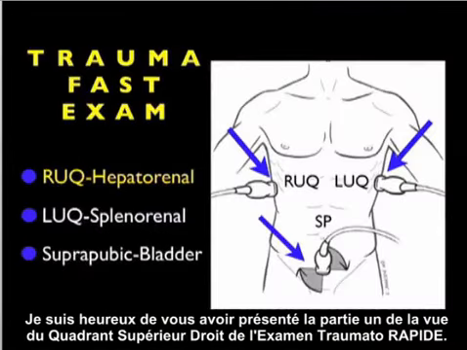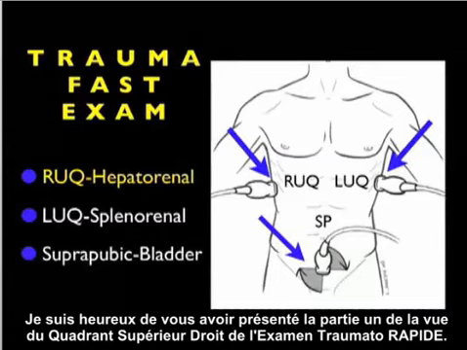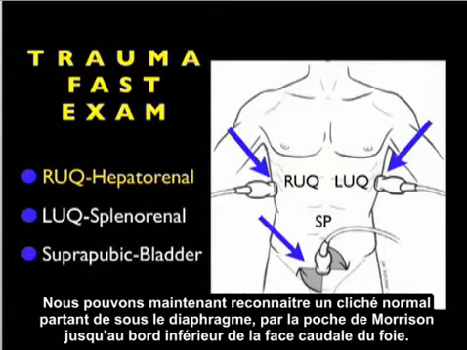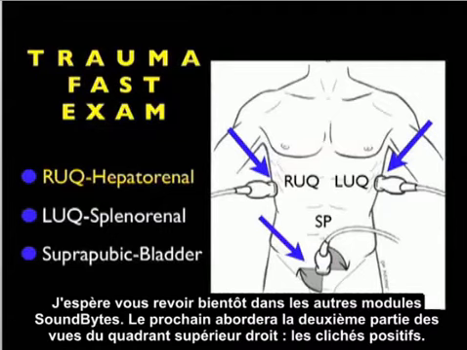So in conclusion, I'm glad I could share with you part 1 of the right upper quadrant view of the trauma fast exam. Now we know how to recognize a normal examination looking all the way from the area below the diaphragm through Morrison's pouch and terminating at a view of the caudal tip of the liver. So I hope to see you back as Soundbites continues and we look at part 2 of the right upper quadrant view, focusing on positive examinations.